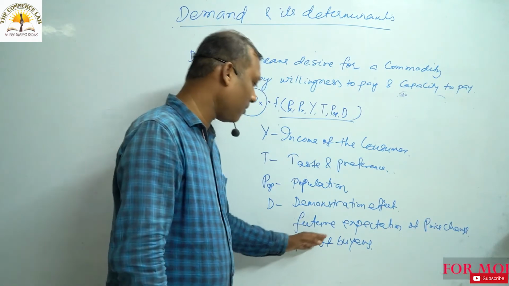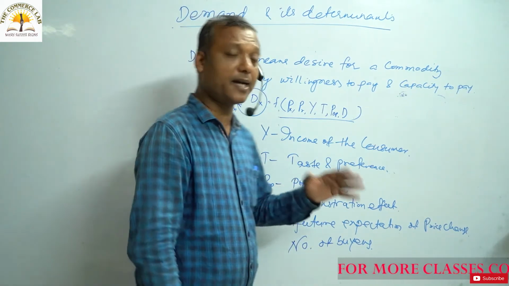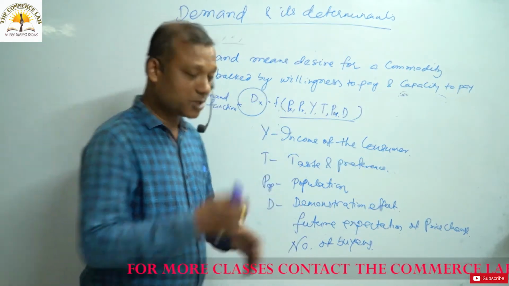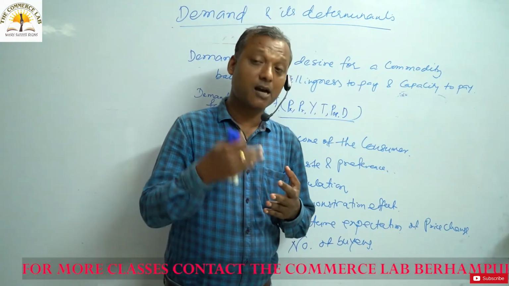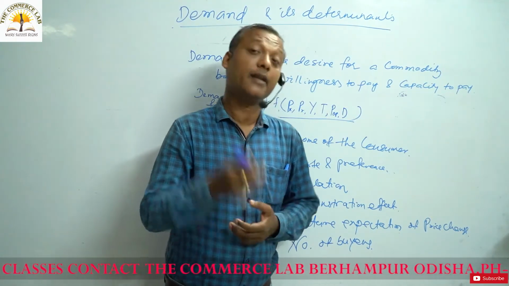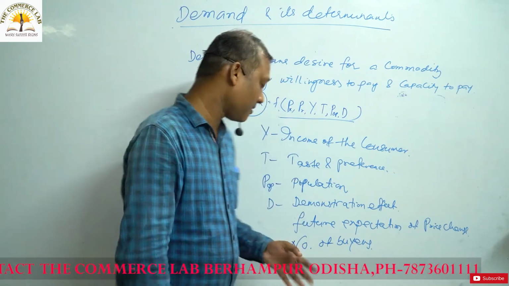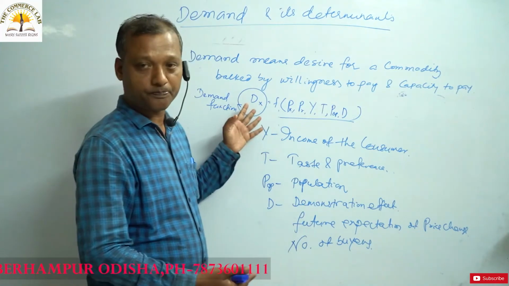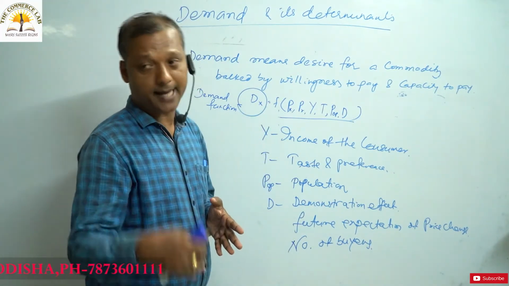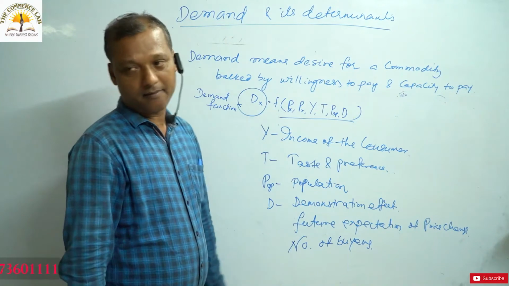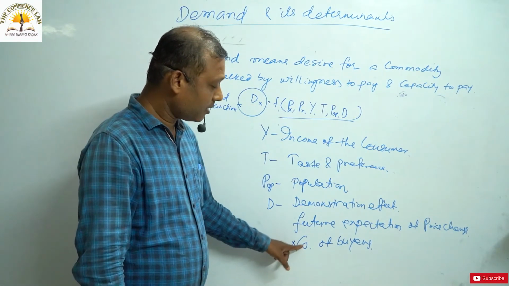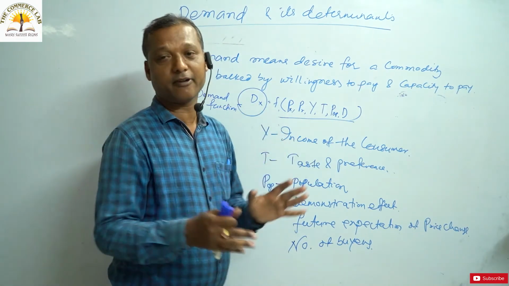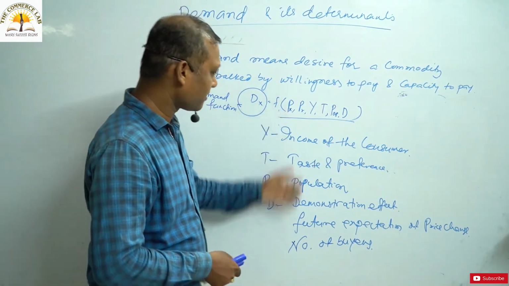So this is one more point that affects the demand for the commodity: your number of buyers. The demand and the price of the commodity depend on how many buyers are going to the market. When there are more buyers in the market, obviously demand will be more, and when there are fewer buyers, there will be low demand. So you have seen that the number of buyers is also an important factor that determines the demand for the commodity.